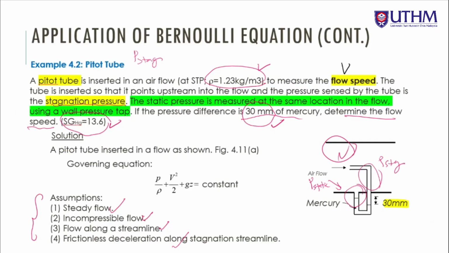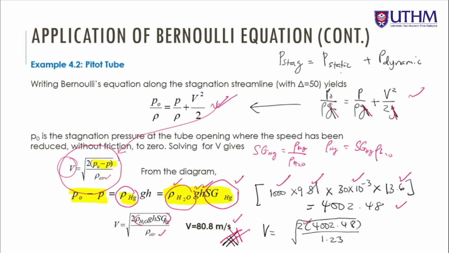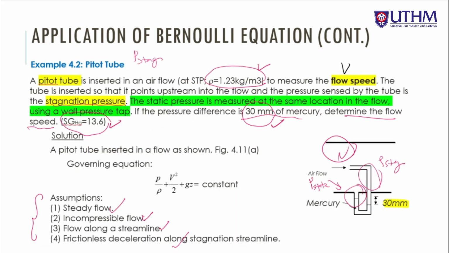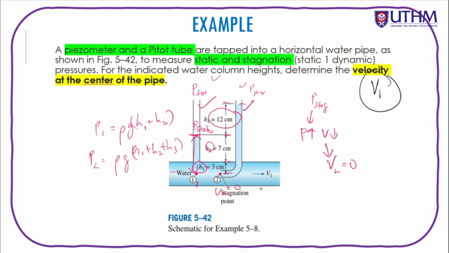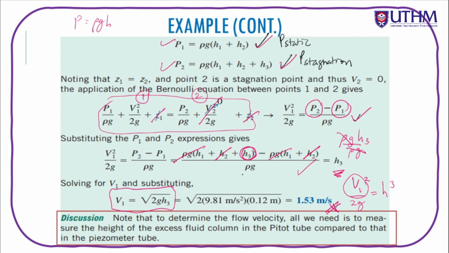airflow ni 80.8 meter per second. Maybe sebab the airflow kan, so laju. Tapi yang ni maybe dia ni adalah water, sebab water dia kurang laju sikit lah. That is why the velocity is much lower, 1.53 meter per second.